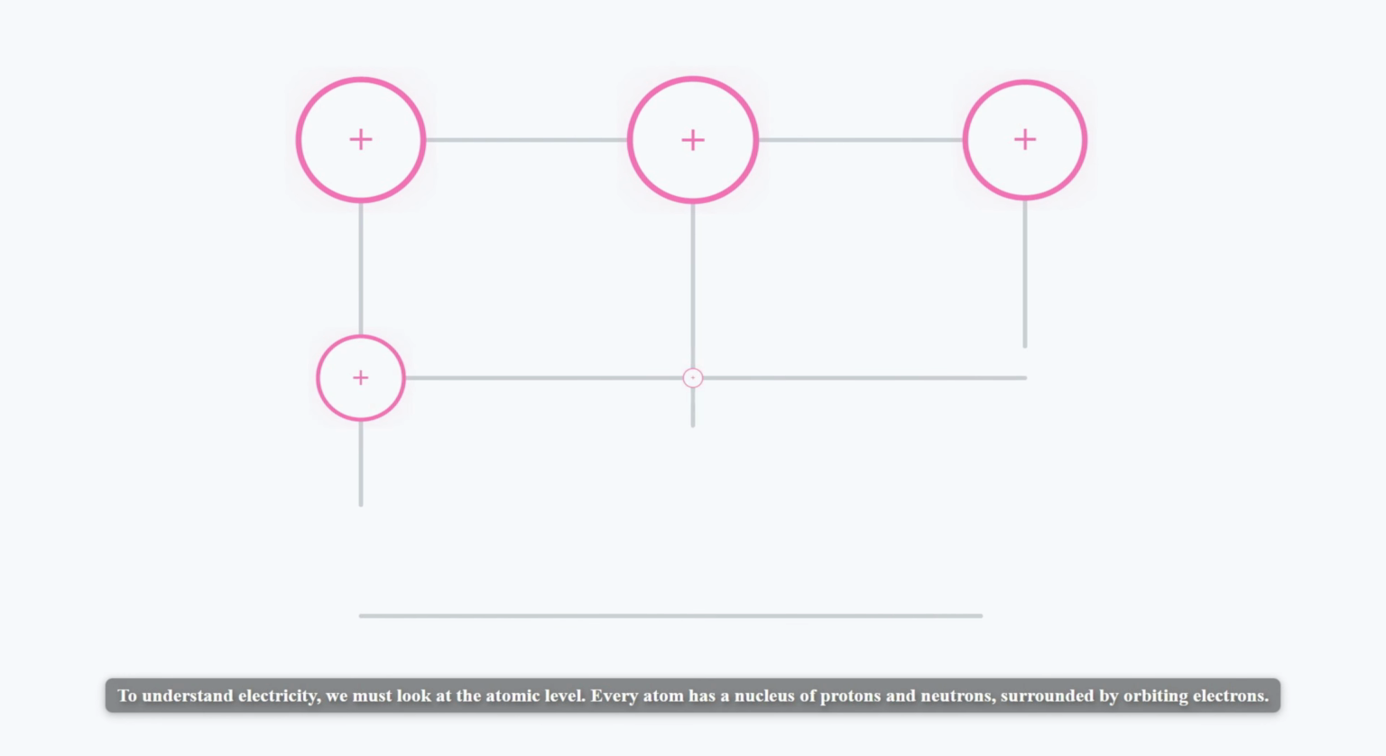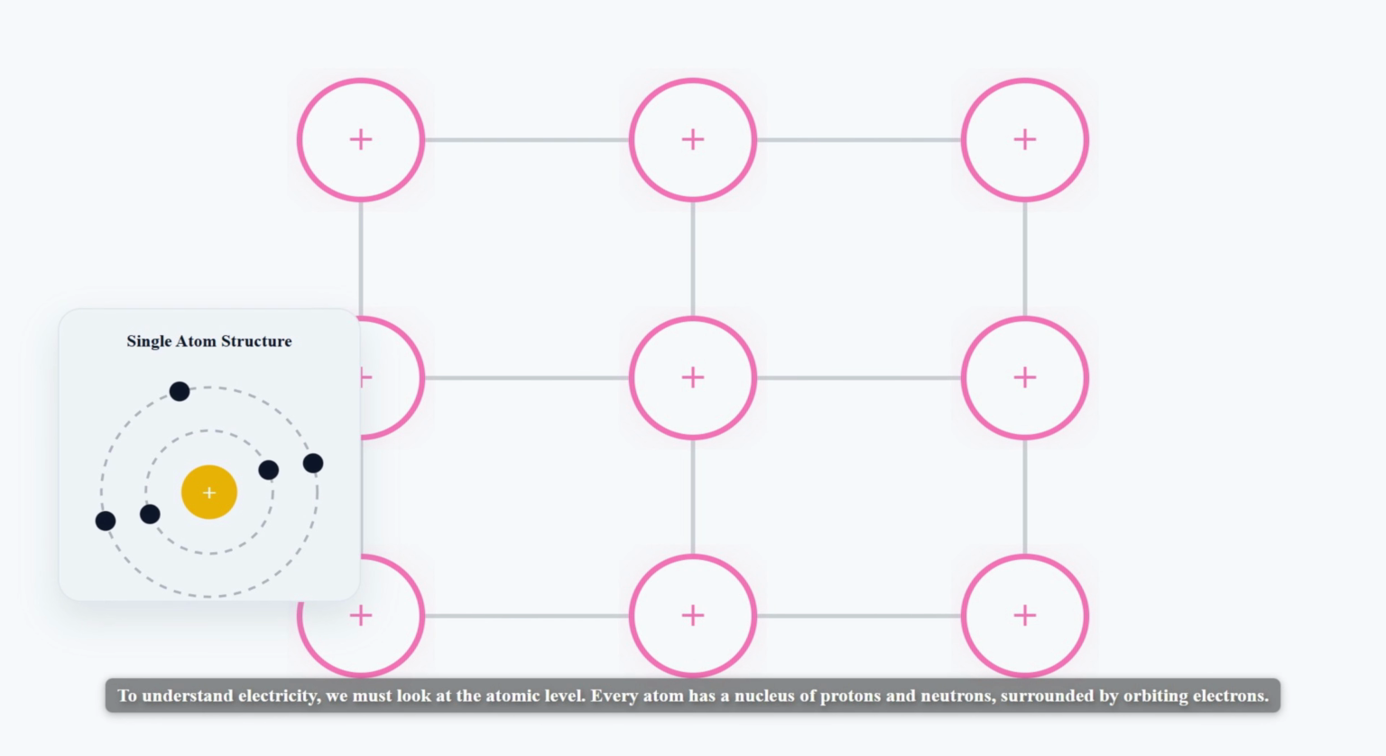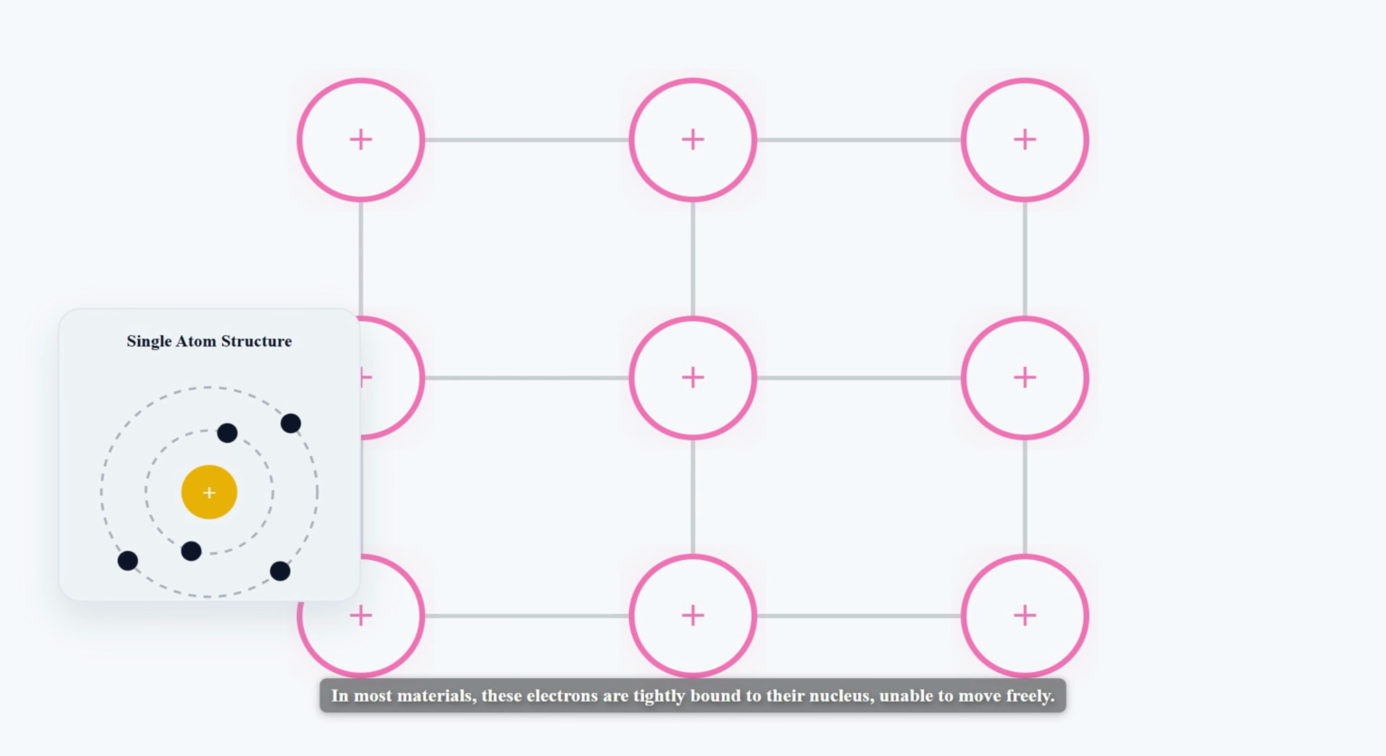To understand electricity, we must look at the atomic level. Every atom has a nucleus of protons and neutrons surrounded by orbiting electrons. In most materials, these electrons are tightly bound to their nucleus, unable to move freely.